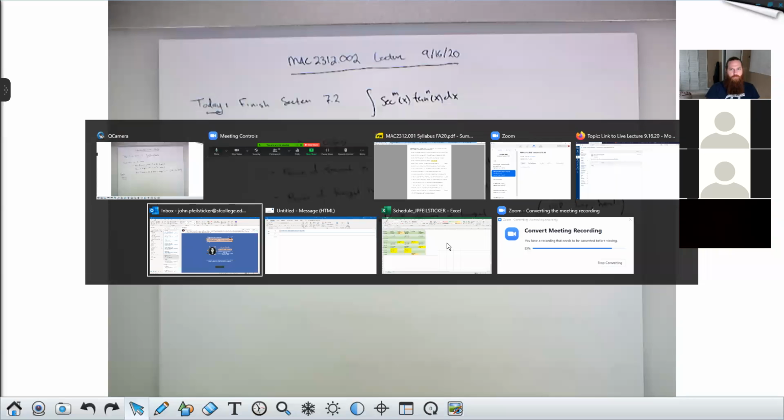Let me knock this one out first. Did I just close that? It was 9 times the integral from 0 to pi over 2 of sine squared, right?